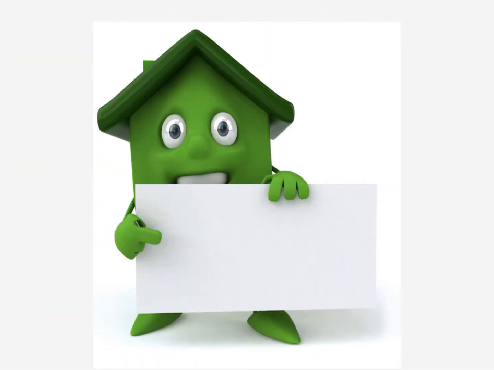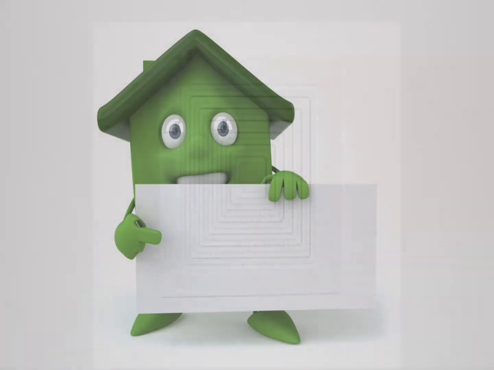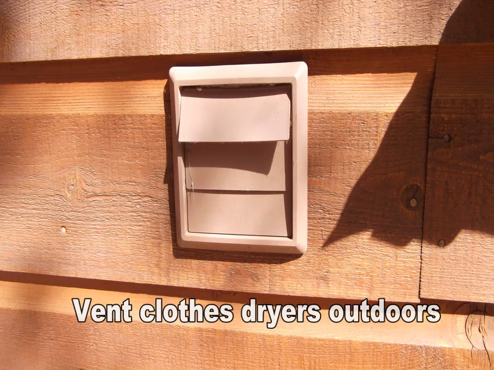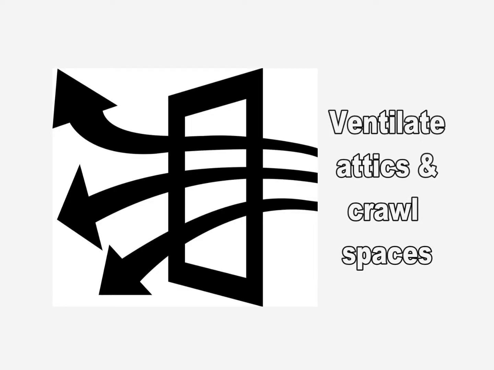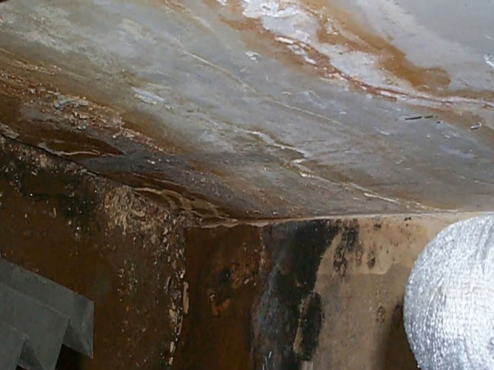There are ways to minimize biological contaminants in indoor environments. For example, install and use exhaust fans that are vented to the outdoors in kitchens and bathrooms, and vent clothes dryers outdoors. Ventilate the attic and crawl spaces to prevent moisture buildup. Keeping humidity levels in these areas below 50% can prevent water condensation on building materials that could lead to mold and other microbial contaminants.